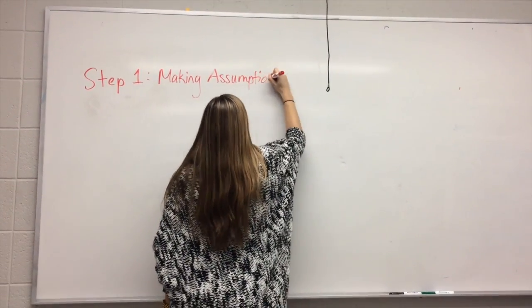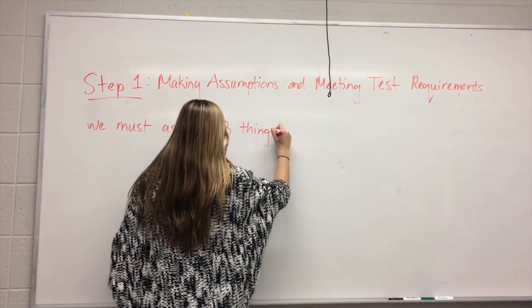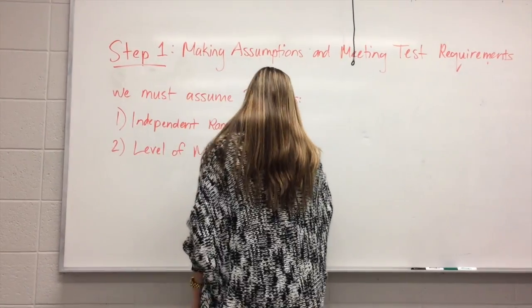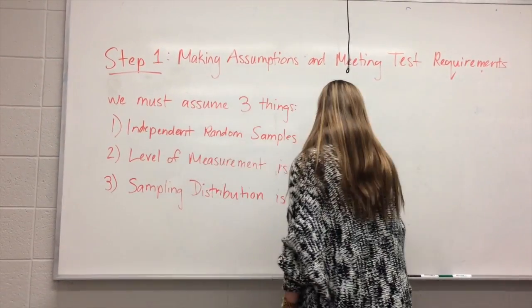Step 1. Making assumptions and meeting test requirements. We must assume 3 things. First, independent random samples. Second, level of measurement is interval ratio. And third, sampling distribution is normal.